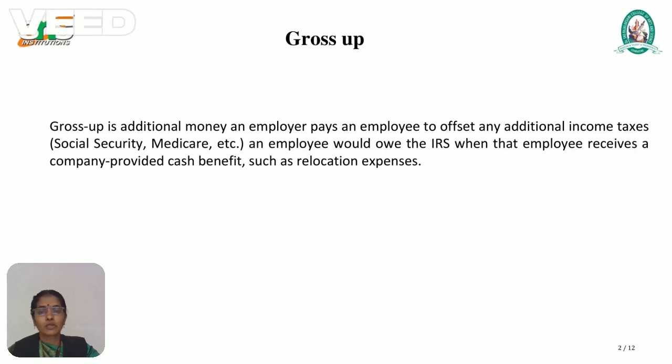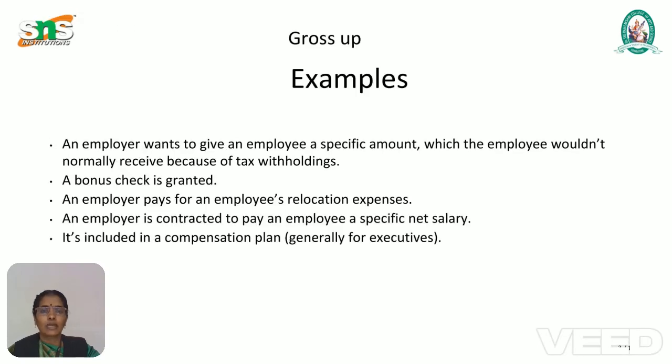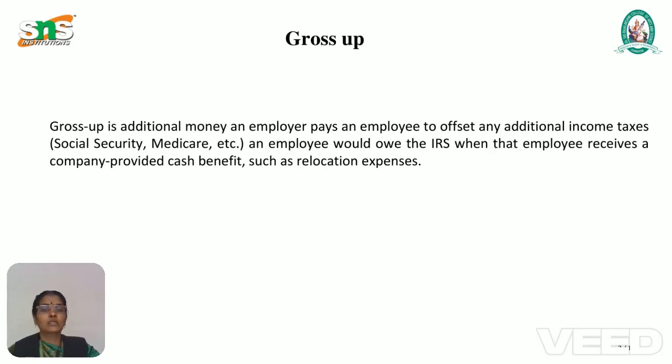Before we enter into this video, the other sources of income will be calculated based on some gross up value. What is gross up? It is an additional amount of money an employer pays an employee to offset any additional income taxes, for example social security or Medicare. Based upon these expenses, it is allowed to the employee when that employee receives a company-provided cash benefit such as relocation expenses. Sometimes they are providing Medicare. All these come under the gross up.